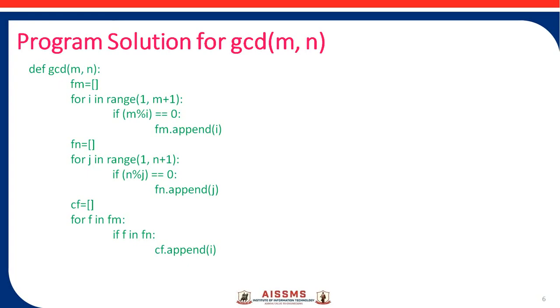Among these common factors, we have to find the largest number, and we know that the largest number is added at the last in a list. So we have to just return the index of that particular element. This is called common factor of minus 1. Minus 1 is the index for the last element.